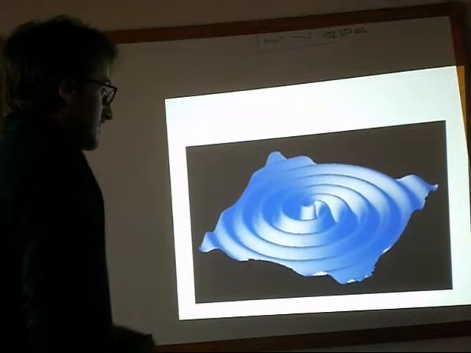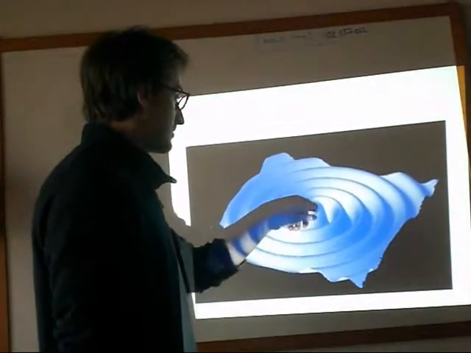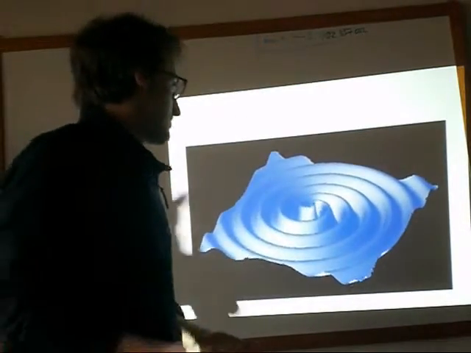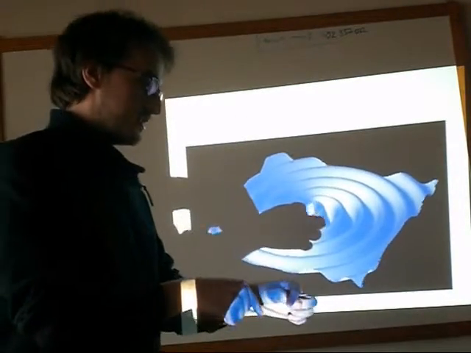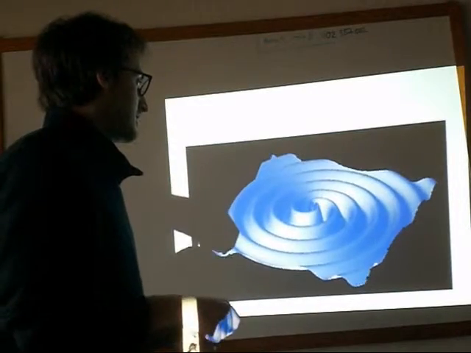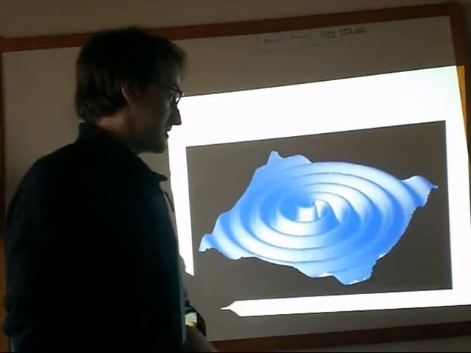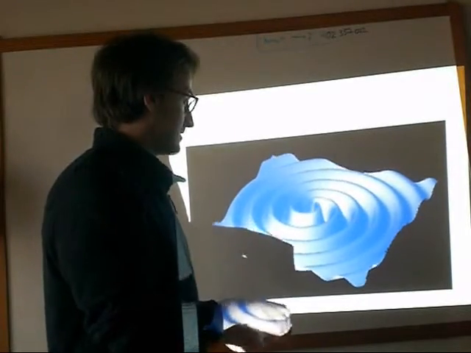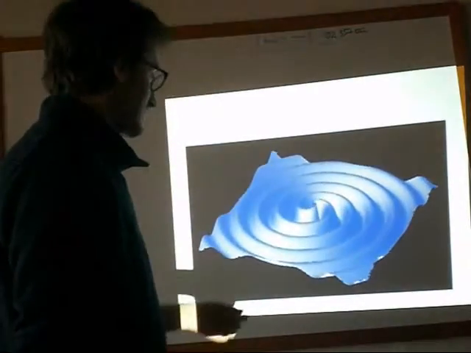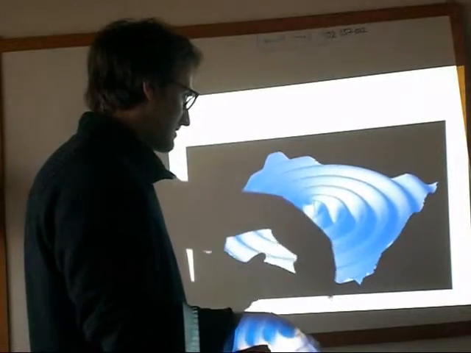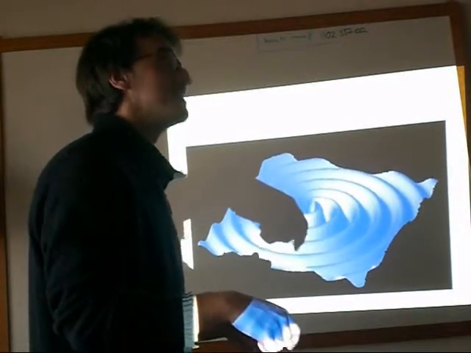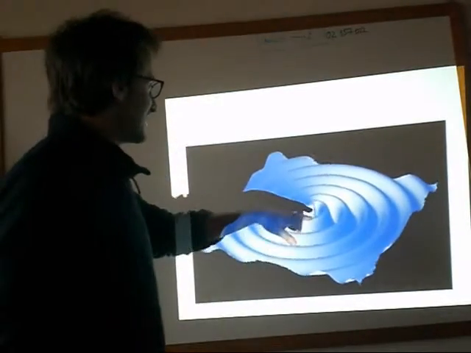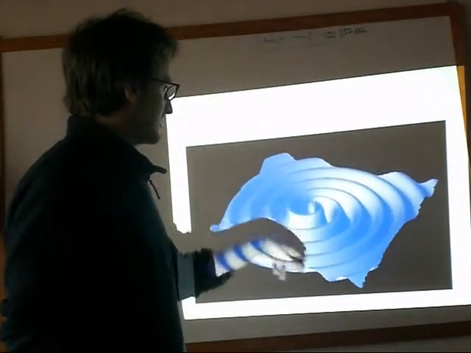And here is a representation of a binary system, where two planets or something like that are rotating around the center of mass, and due to the acceleration there are these waves.